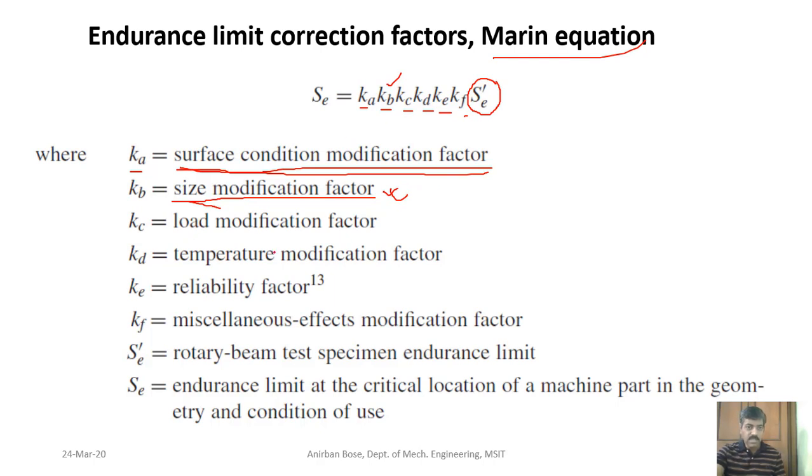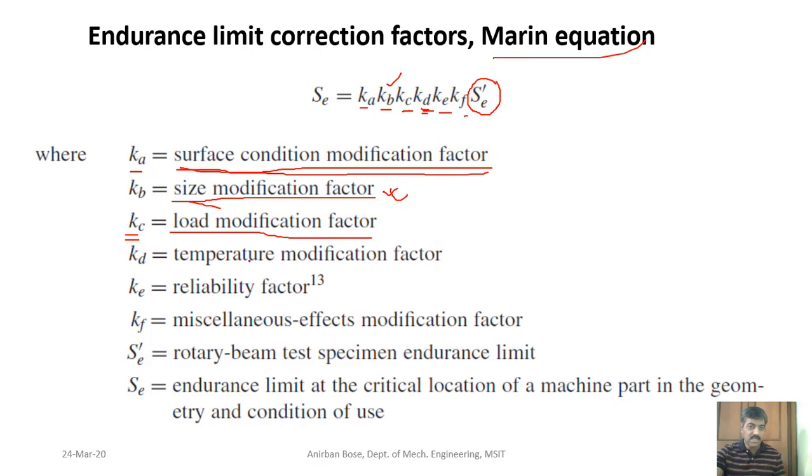Then the third one is the load modification factor. Here you see in our test, we have considered a shaft which is under bending. So this is the situation where we have done our experiment. If the situation is the same, like bending, in that case Kc will be 1. But otherwise, if it is not bending, and some tensile and compressive kind of axial stresses are acting, then obviously Kc has to be modified. Again, these results you get from the handbook.